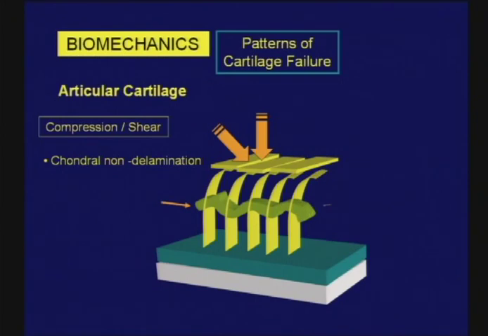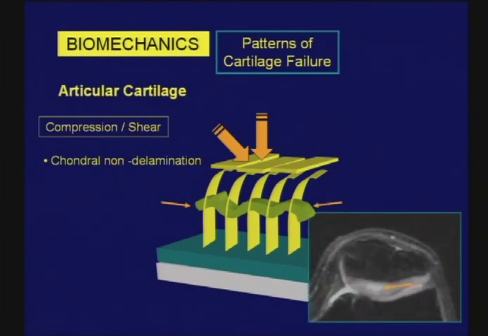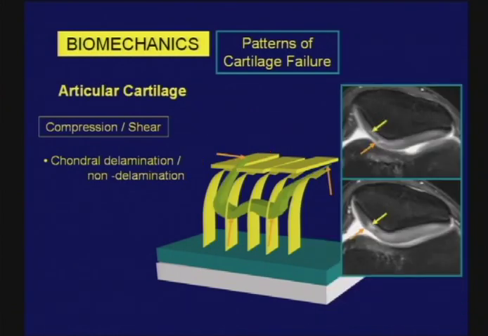This is chondral non-delamination. So when you see these areas of fissuring, or I should really say tearing, that are oriented horizontally in the mid-zone of articular cartilage, in my view, in no way should you call these delaminated lesions of articular cartilage. They are not. These are at right angles in large part to these collagen bundles. This is chondral delamination and non-delamination.